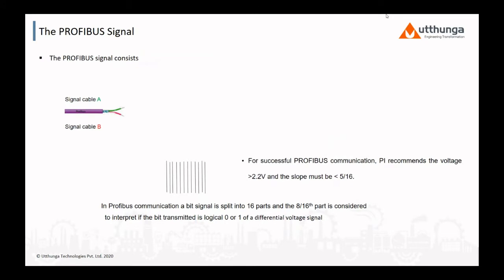So we look into how the signal looks. The physical layer of PROFIBUS is RS-485, which is a two-wire communication. And the PROFIBUS signal consists of a differential voltage.